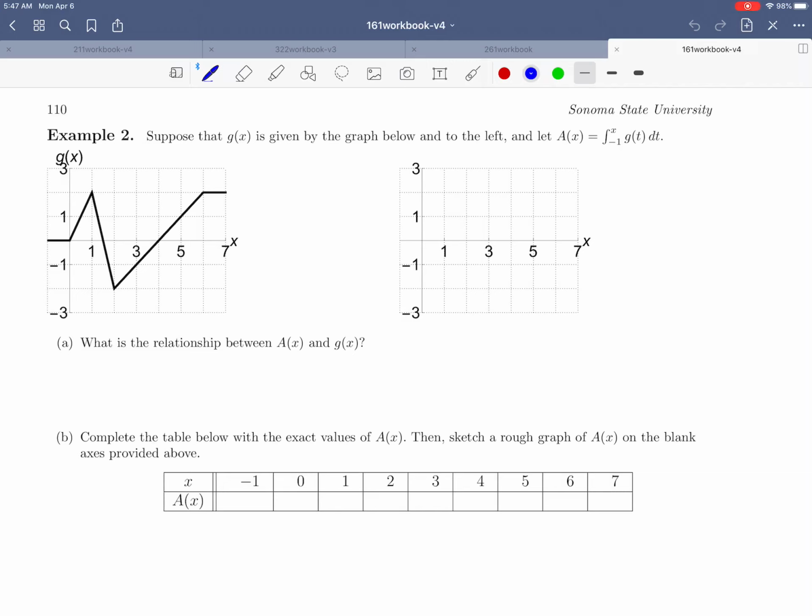Hello everybody, and welcome to example 2 at the top of page 110 in the workbook. And this is another example to kind of illustrate the second fundamental theorem of calculus graphically. All right, so let's read the question together here.